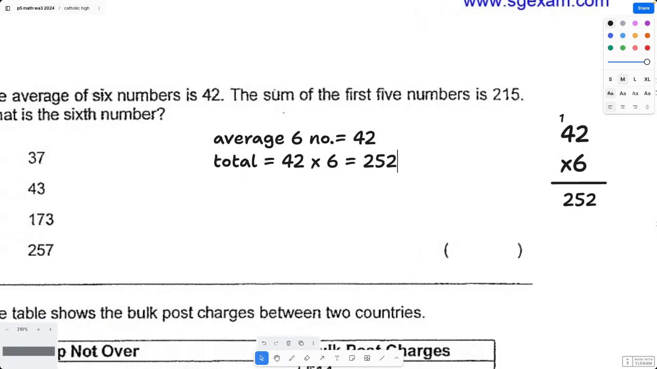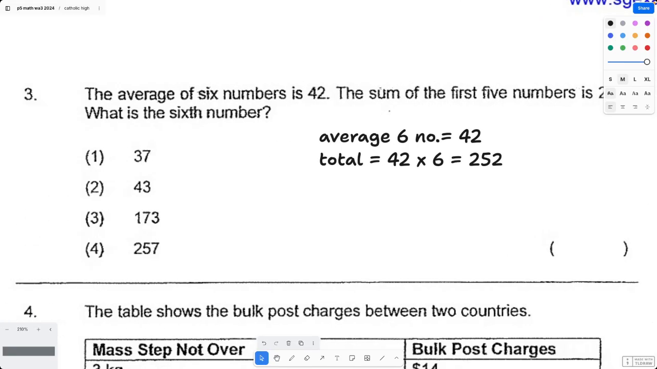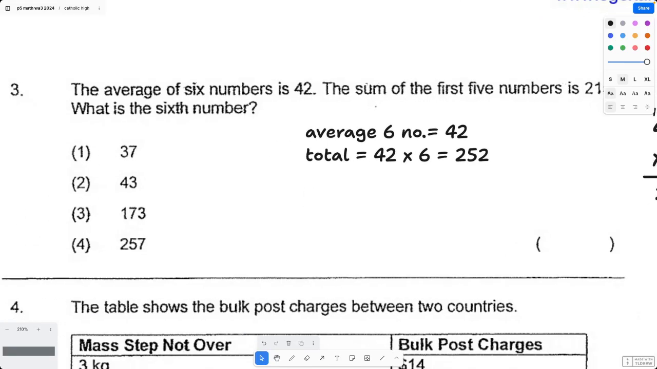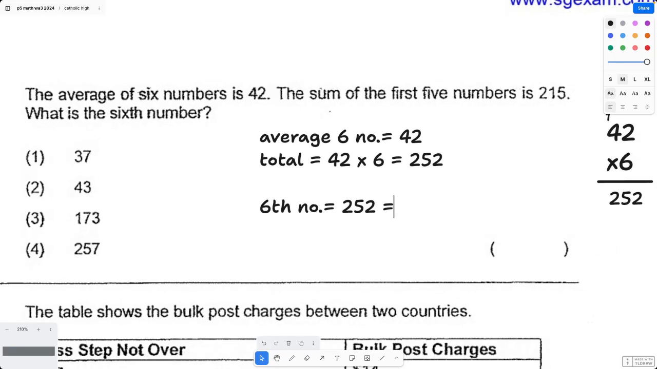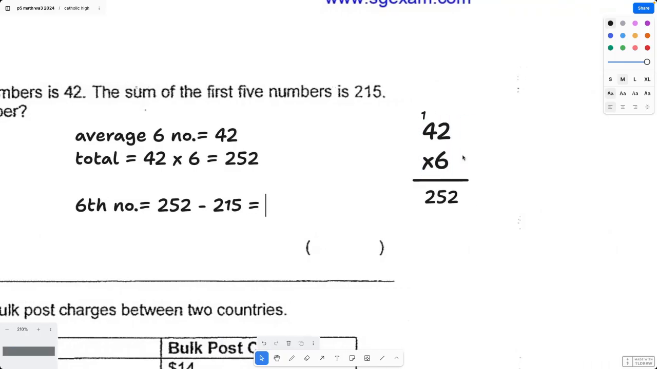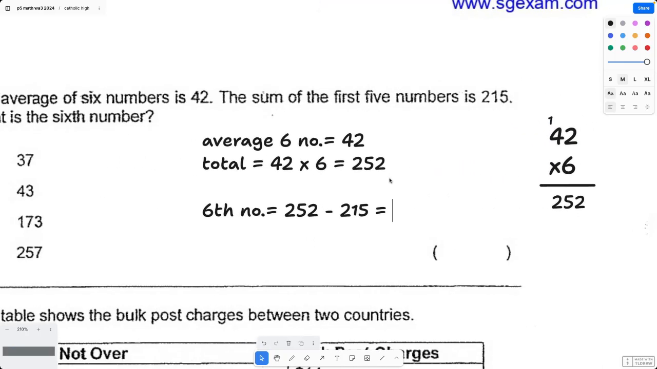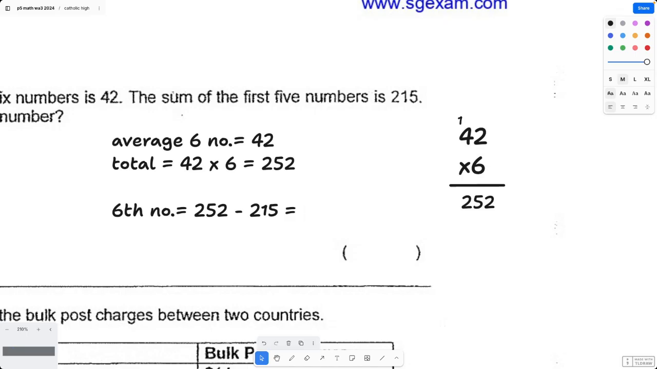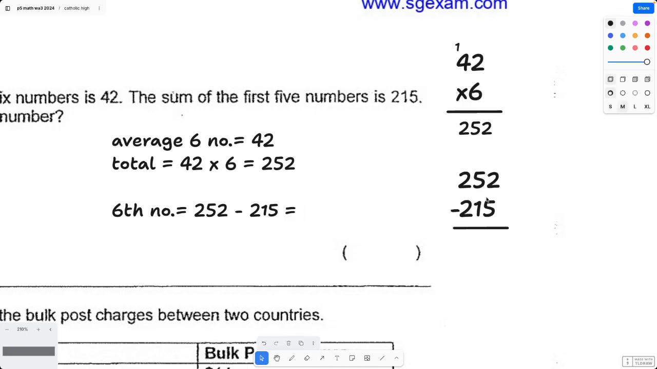Okay, let me zoom this out. So the sum of the first 5 numbers is 215. That means the sixth number is equal to 252 minus 215. So let's do the workings as well. 252 minus 215.